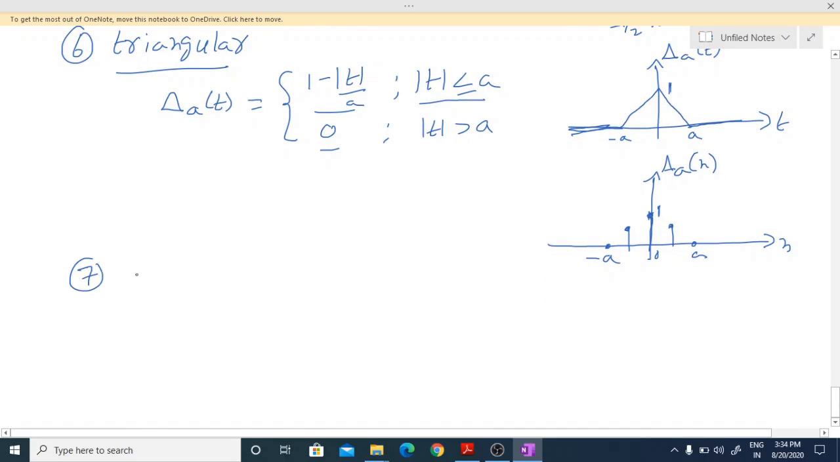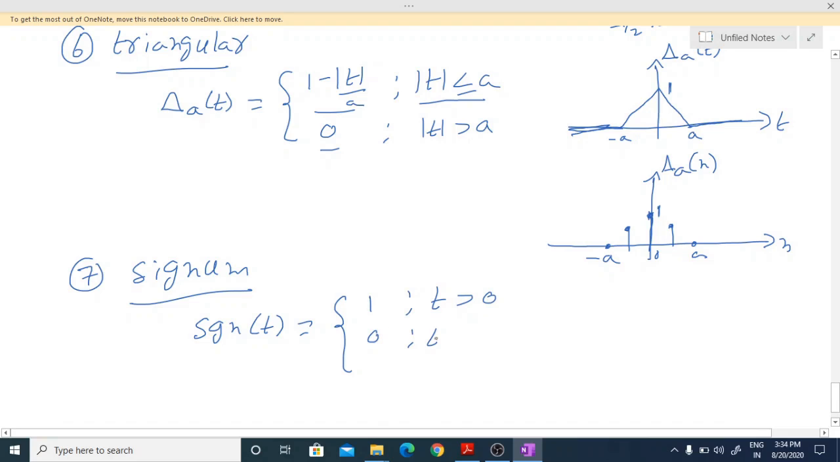The next one is the signum function, or signum signal. This signum signal is defined with SGN of t. The SGN of t is equal to 1 for t greater than 0, 0 for t equal to 0, sorry, minus 1 for t less than 0.